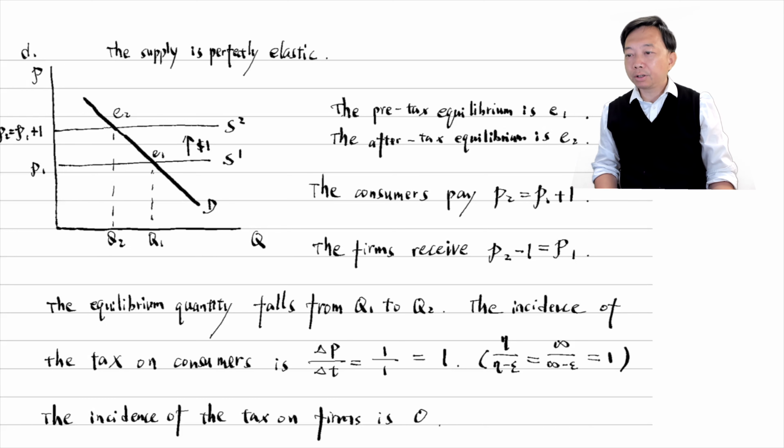Consumers pay the entire tax because firms will not supply the good at a price that is lower than they received before the tax, P1. Thus, the consumers must pay $1 higher so that the firms receive the same price after paying the tax. As the price increases, consumers demand less and the equilibrium quantity falls.